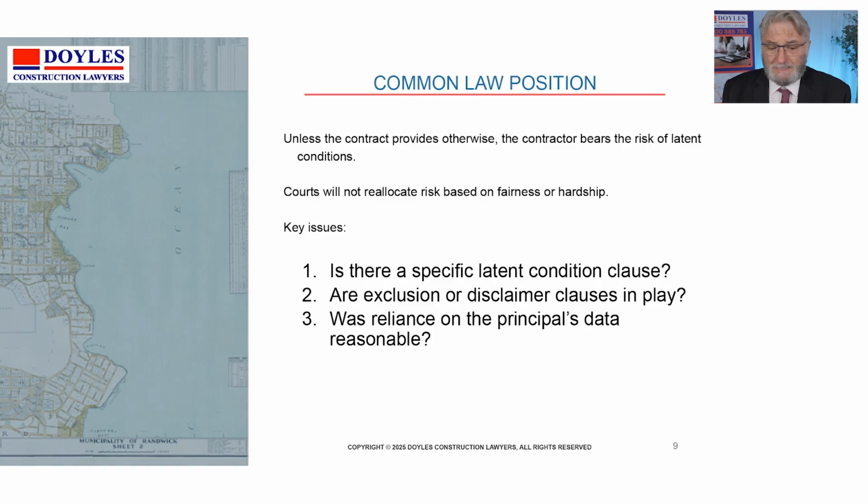Given that the contractor takes the risks, and given that the courts will not usually on the contractual basis reallocate that on a basis of fairness or reasonableness, the key issue is: is there a specific latent condition in your contract? Does it say what you can't find, you don't have to cost? Are there exclusion or disclaimer clauses on the information that's been provided to you? And if the principal's relied on other people to get advice and he's just passed it on, was that reasonable?